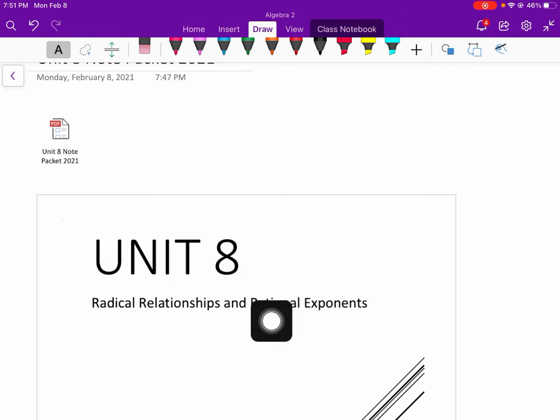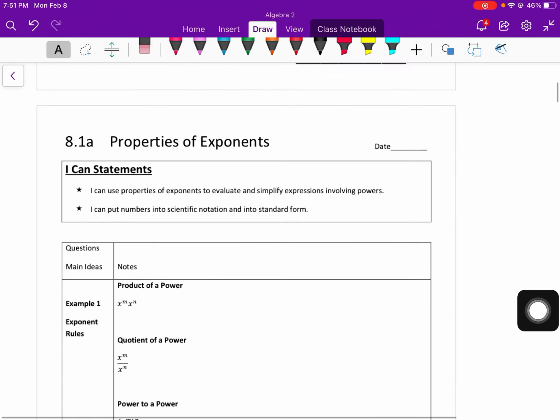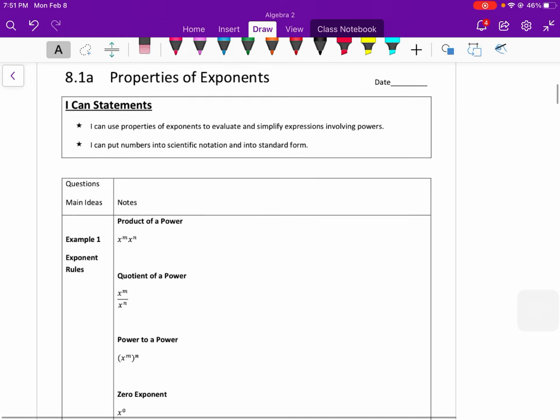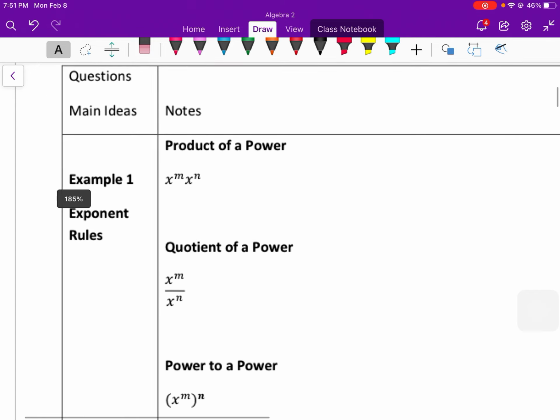This will be now Unit 8, which is Radical Relationships and Rational Exponents. So at the beginning, it's going to look familiar to some stuff that I think you've seen earlier in the year, and definitely in Unit 6, you saw some of this. So 8.1a is Properties of Exponents.